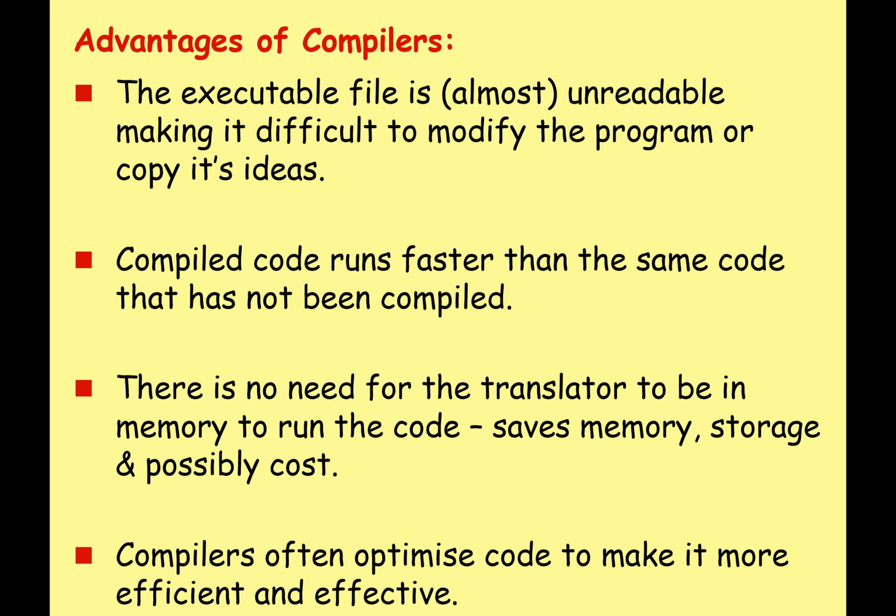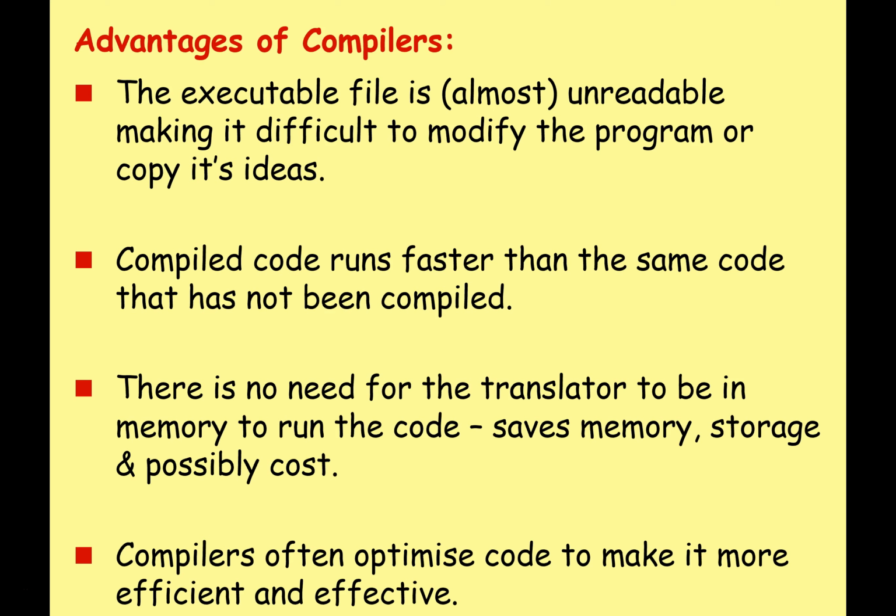So, advantages of compilers. An executable file is almost unreadable, making it very difficult to modify the program or copy its ideas. So if you've got an executable file, you can view it, but you're basically getting a set of machine code instructions. It's very difficult to go from that back to the high-level version that is easy to edit.